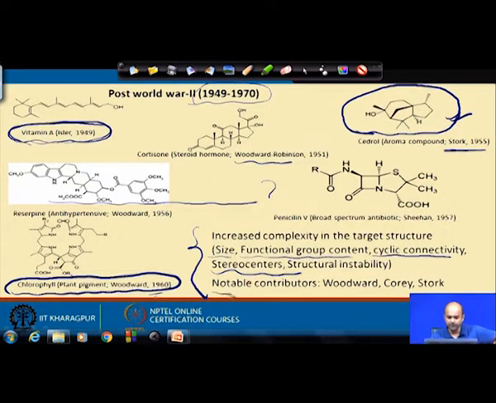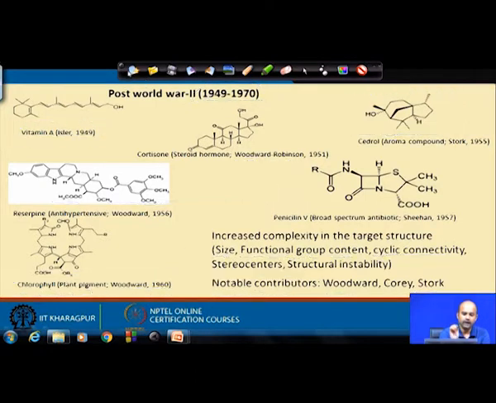And in this area, this 1949 to 1970 span, you will find notable contributors such as Professor Woodward, Professor Corey, Professor Stork, who made significant contributions to make this field lovely and challenging.